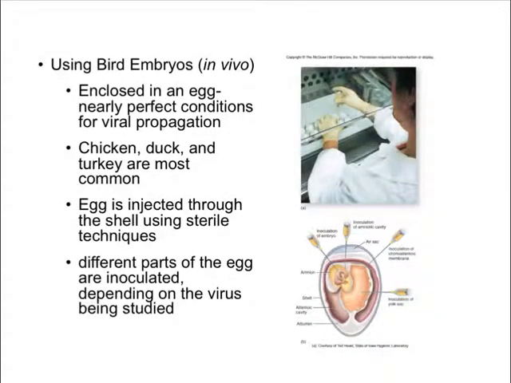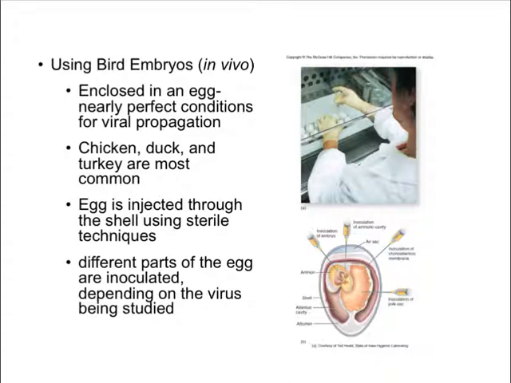Here's an example of using a bird embryo. This is an in vivo situation. It's a living situation, as in the root vive. The egg is in nearly perfect condition because it's an enclosed situation that has all of its own nutrition that it needs, and so it makes a great environment for culturing viruses.